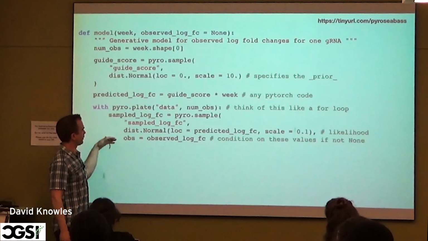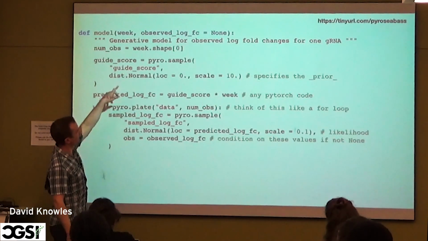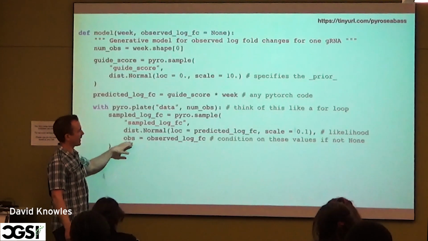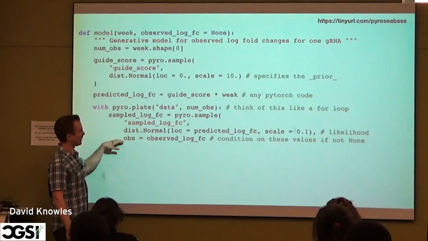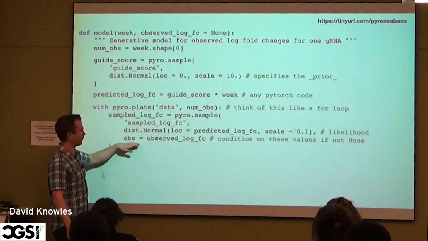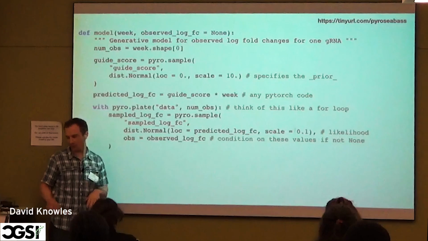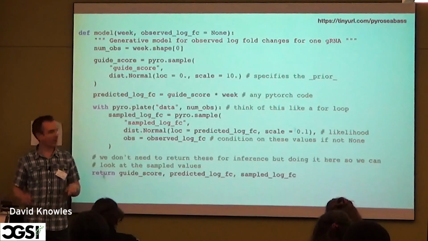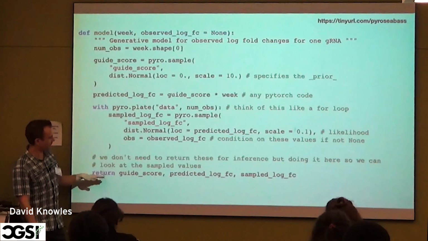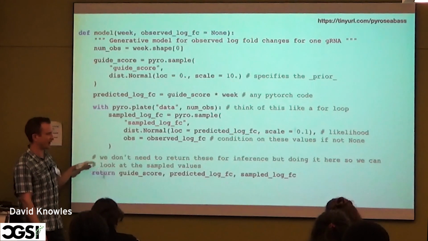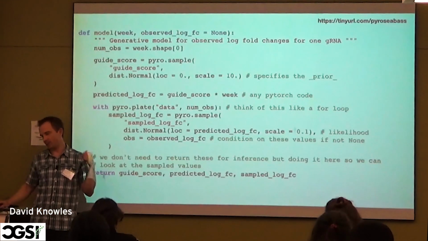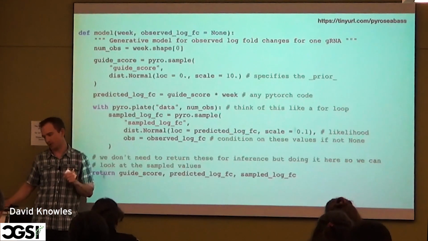And this is where the observed log-fold change that we can feed to this function goes in, and that means that we're conditioning the output of this sampling statement to be equal to this observed log-fold change. We can return all of these objects from the function if we want. You don't actually need to, but it's nice, and we can actually use this function as a regular Python function if we want.